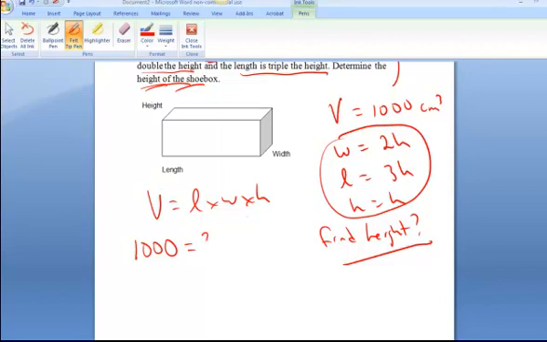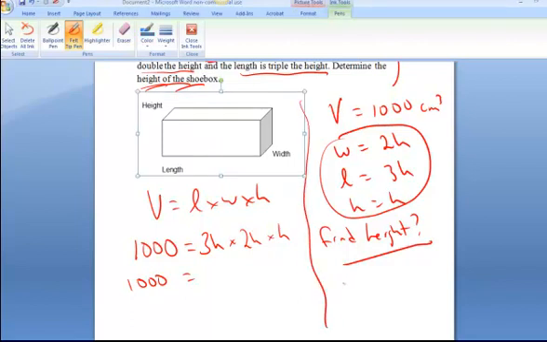The length is 3 times the height. The width is 2 times the height, and the height is just the height. So we got 1,000 equals, and when I multiply, I go sign, number, letter to make my life easier. So the sign's positive times a positive times a positive is positive. Then the number is 3 times 2 times 1 is 6, not 7, please don't add. 3 times 2 is 6 times, there's a 1 hiding there, right? 1 height times 1 is still 6, and then we do the letters, h times h times h, and we've been doing exponents so that we know that that's h cubed.